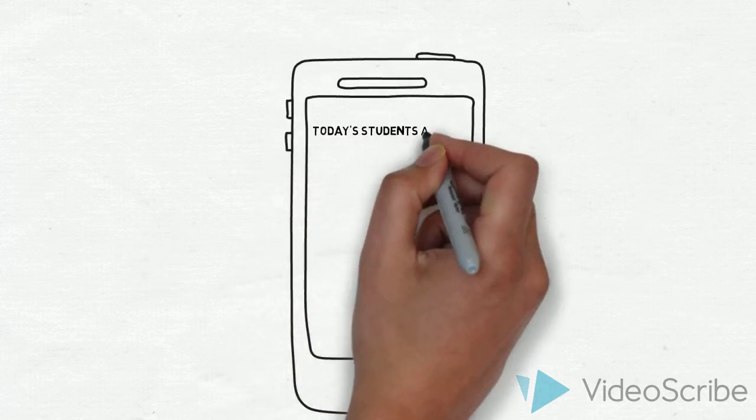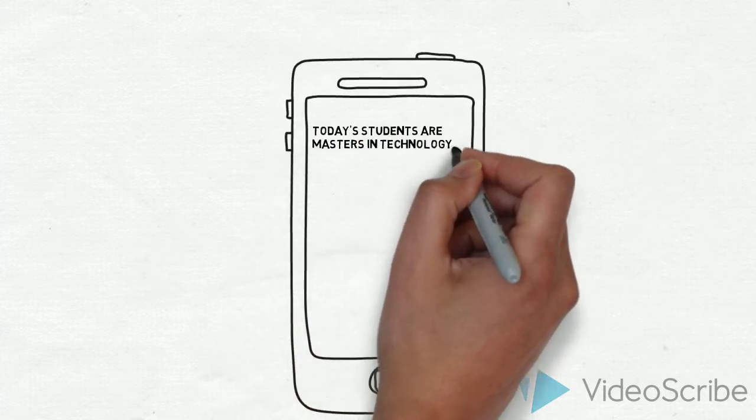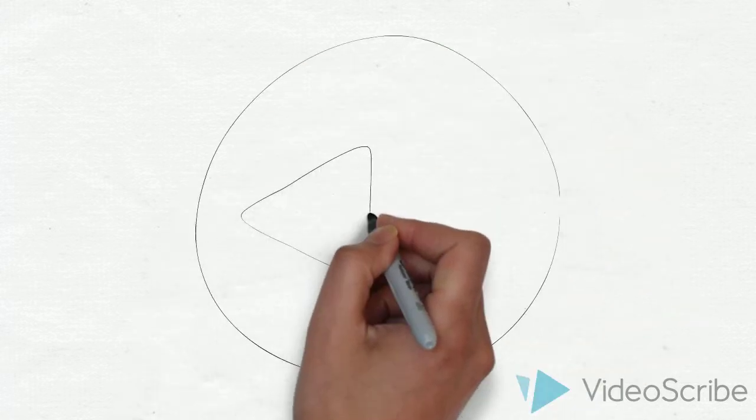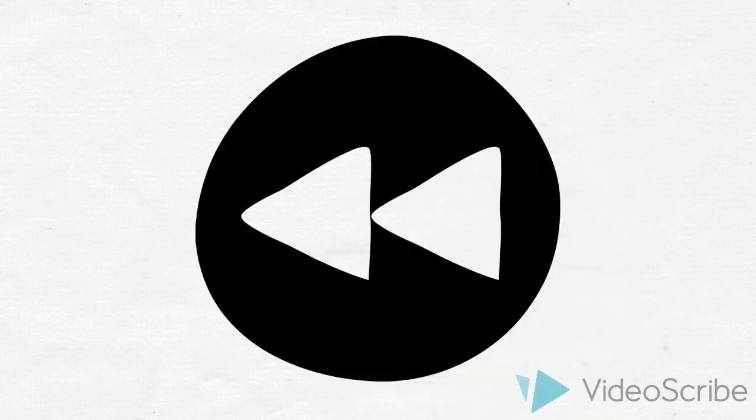Today's students are masters in technology. They can manipulate language to create new forms of English in texts and emails, and they share divergent opinions on forums and blogs with the international community. But despite these advancements, some areas of curriculum development seem to be harking back to a bygone era.